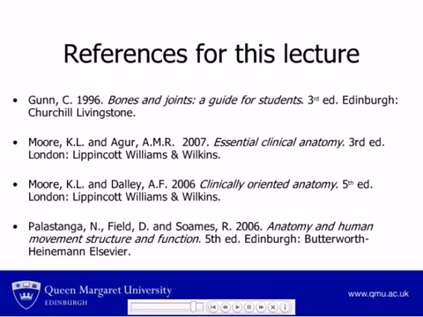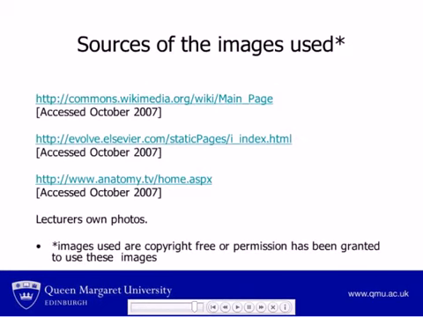Slide 24. The books used to support this lecture are Gunn, Bones and Joints, a Guide for Students; Moore and Agur, Essential Clinical Anatomy; Moore and Dalley, Clinically Oriented Anatomy; and Palastanga et al., Anatomy and Human Movement, Structure and Function. Slide 25. The web material used to support this lecture came from the Wikimedia Commons site, the Evolve website, some of my own holiday snaps, clinical photographs from St John's Hospital, and Primal Pictures.